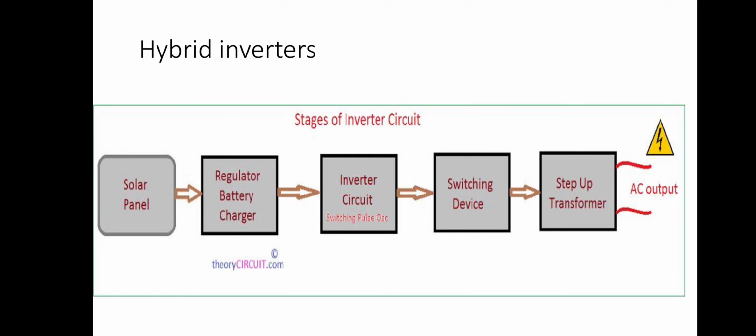So after the regulatory battery charger, which is the MPPT controller, that is what is embedded in the inverter system. Then the inverter circuit. Then after it connects, it sends to the inverter circuit. Then the switching device, which is your MOSFET, then it goes to your transformer and gives out your output.